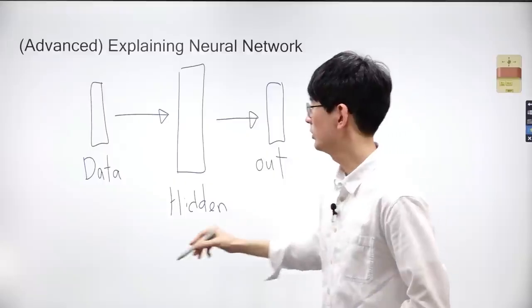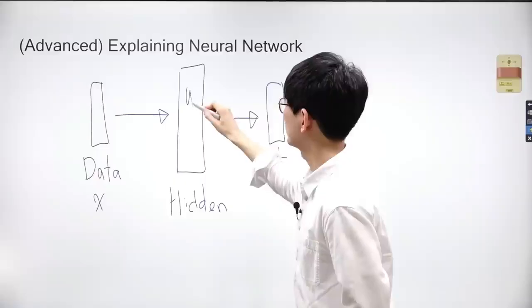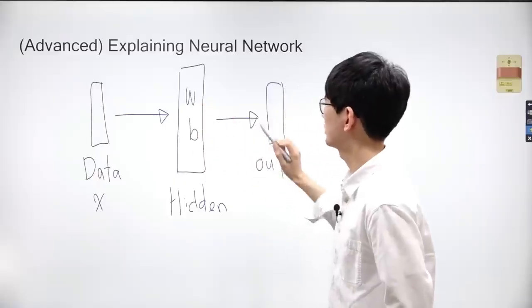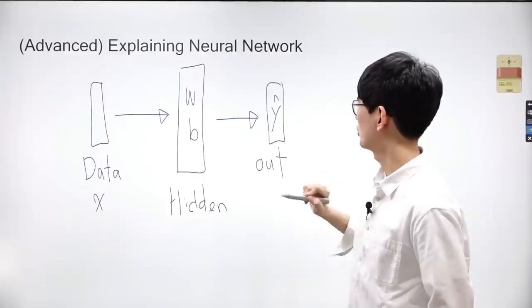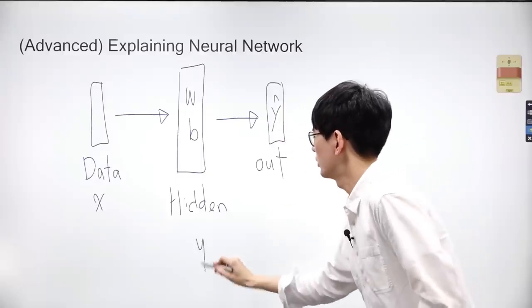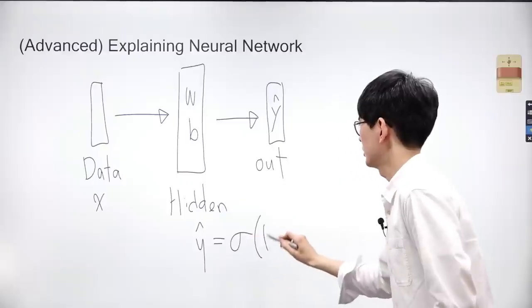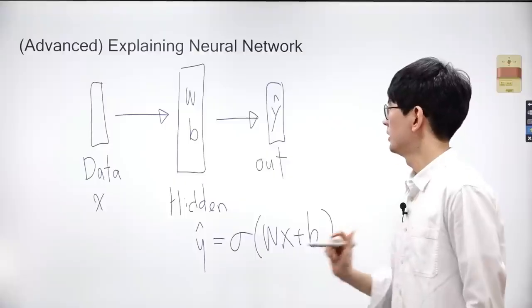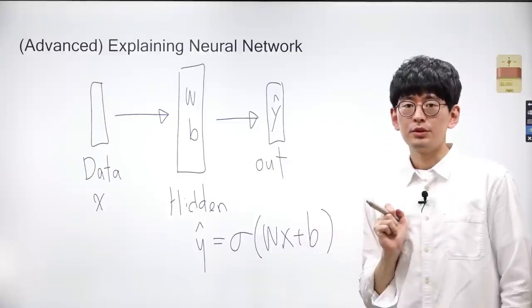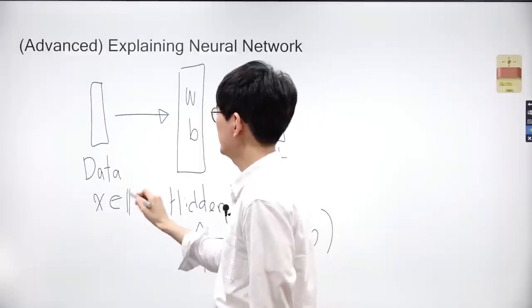Let's denote the data as X, the weights and bias in the hidden layer as W and B, and finally the output as Y hat. Then, the output Y hat is determined by the activation function sigma applied to Wx plus B. Let's explore how multiplication between a matrix and a vector operates within this process.